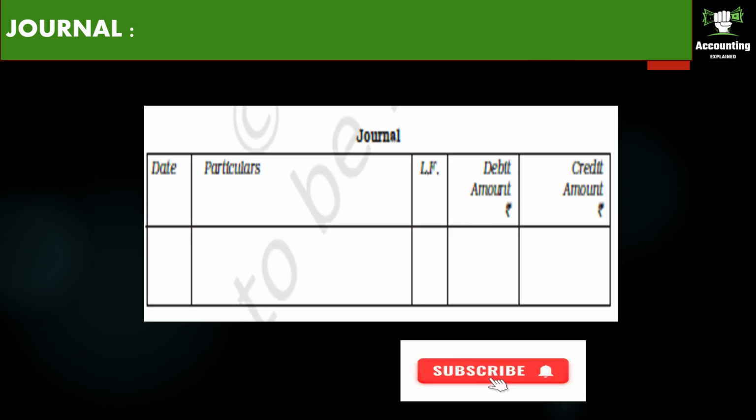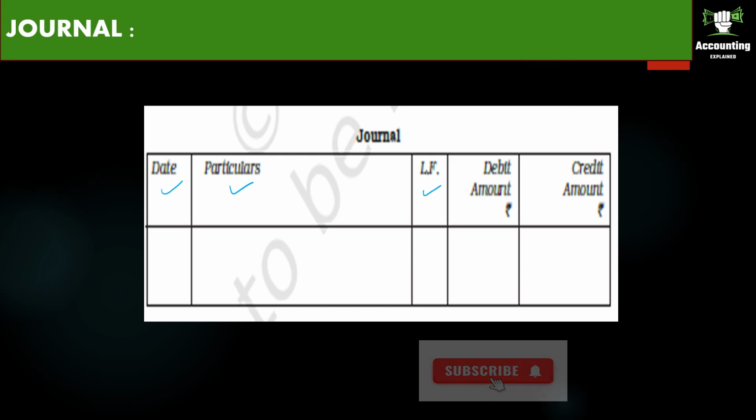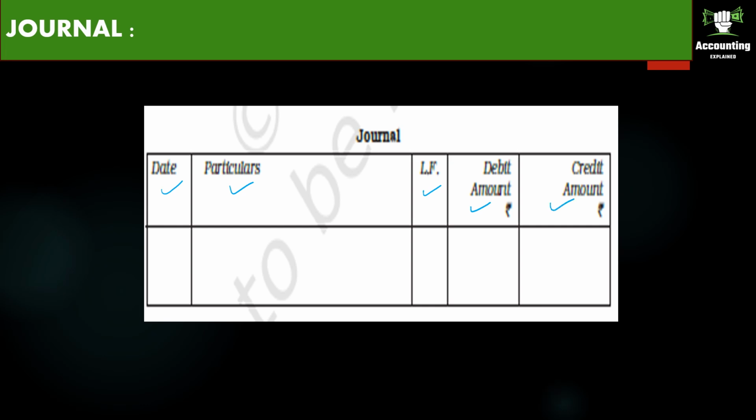This is the format of journal. In this we have 5 columns: date, particulars, ledger folio, debit amount and credit amount. This ledger folio number will be filled later when we do posting in the ledger. So let us take an example to write the journal entry.